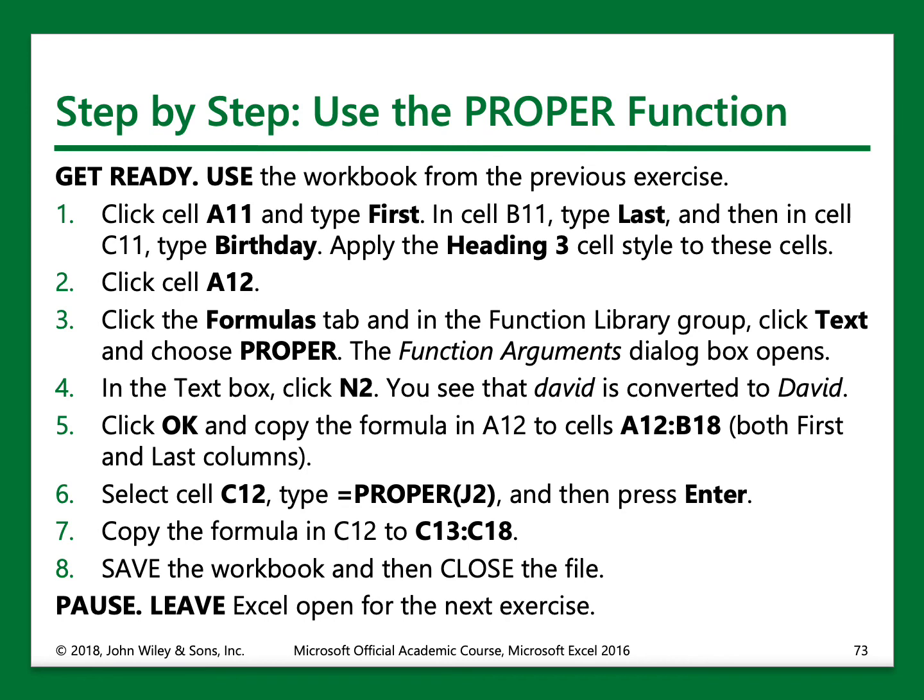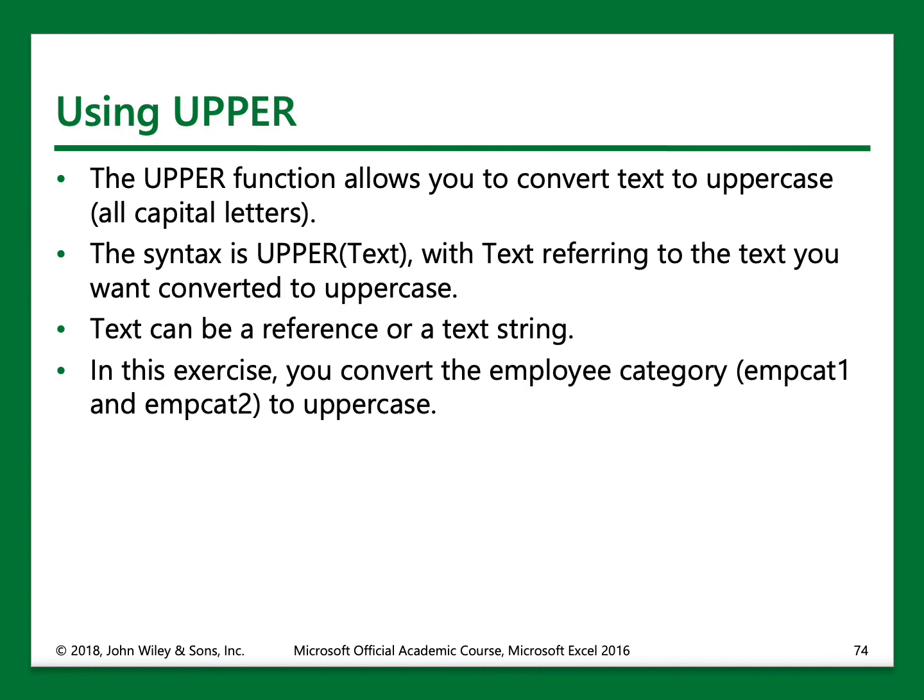Click OK and copy the formula in A12 all the way from A12 to B18, so that you've got both first and last columns. Select cell C12, type equals PROPER J2, and then hit enter. Copy that down 13 to 18.